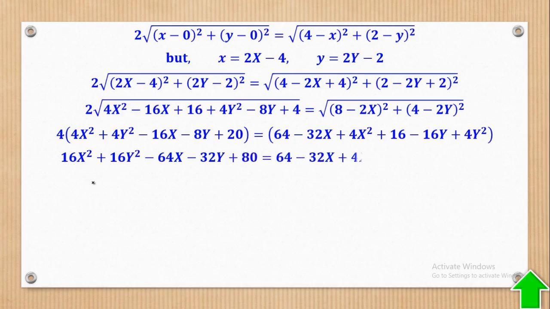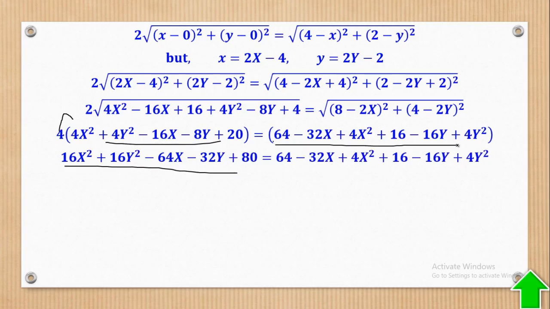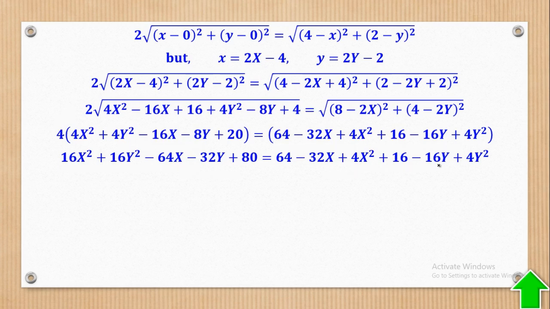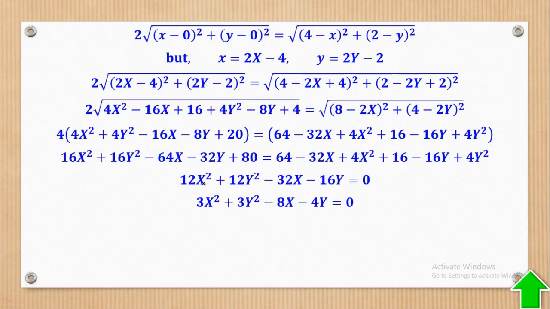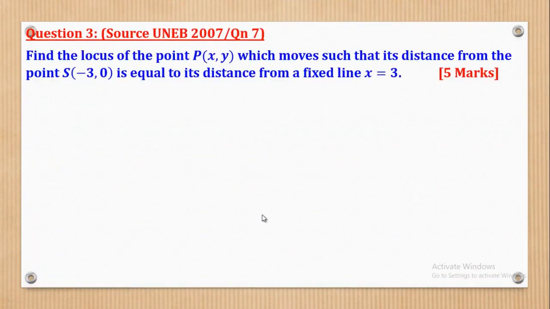So when I simplify this one, open this bracket, I'll come up with this line on this side. This one I've just removed this bracket to remain with only this inside. So next is to collect like terms. So when I collect like terms, I'll come up with this. Reduce this equation by dividing throughout by 4, you'll come up with this. And that is the equation of the circle, that is the locus they wanted.